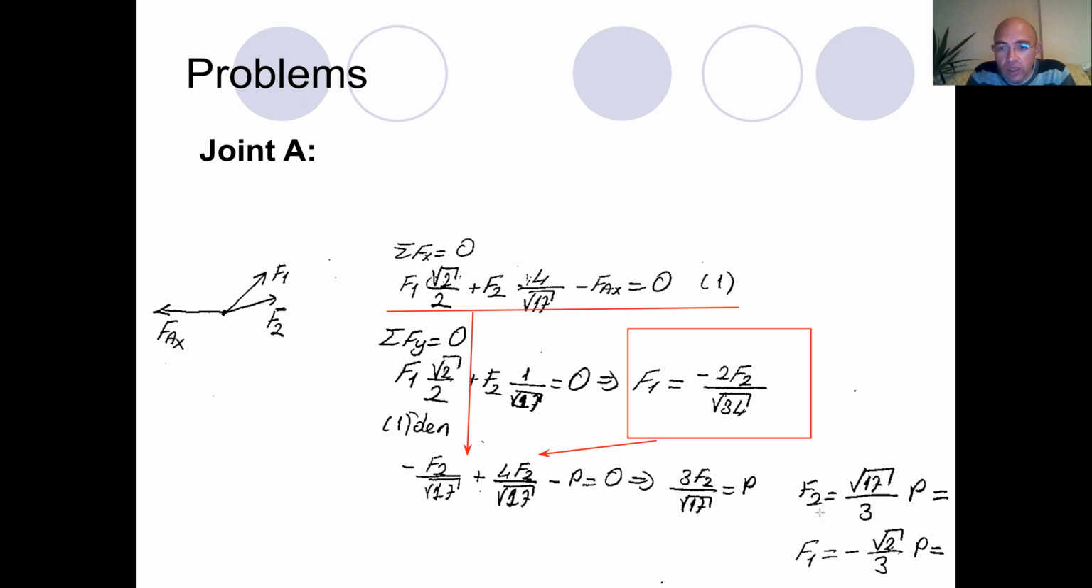This is F2, and F1 is... sorry, just a moment. I have to move this line.